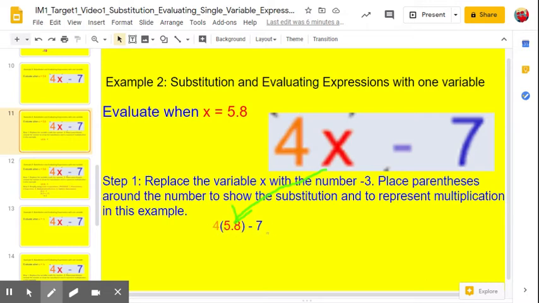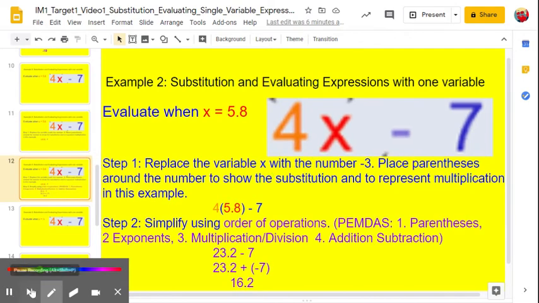Then our next step is we are going to use the order of operations to simplify this. And it's decimals. You may use a calculator in this class, so you can go 4 times the 5.8, get that number, and go from there. So 4 times 5.8 is 23.2 minus 7. So we get 23.2 plus -7, which gives us 16.2. So when x is 5.8, the value of this expression is 16.2.